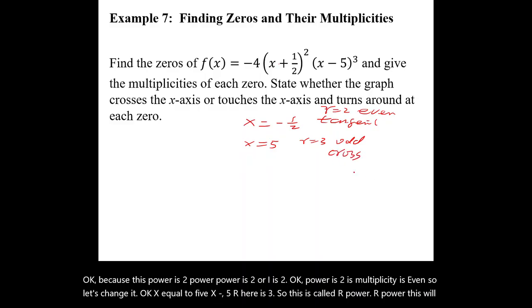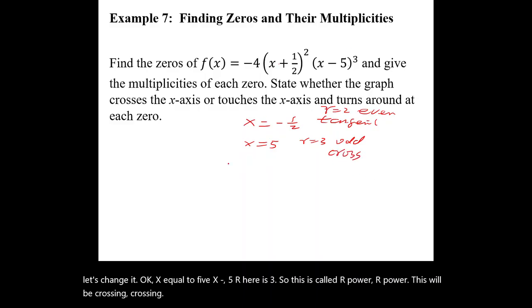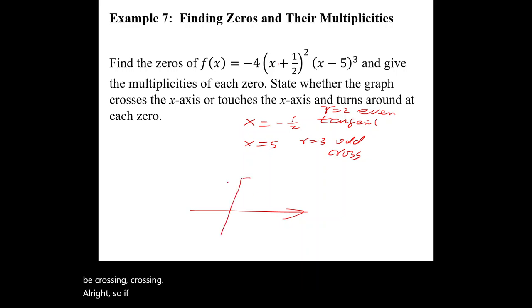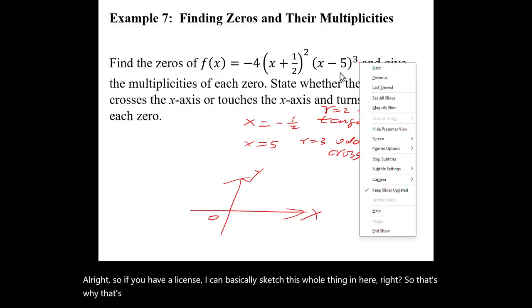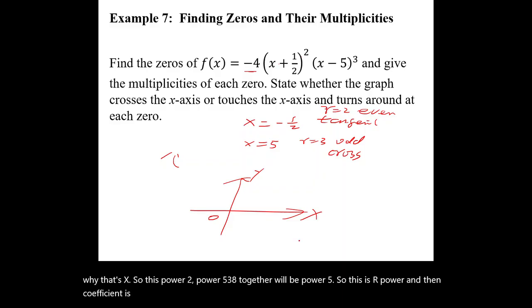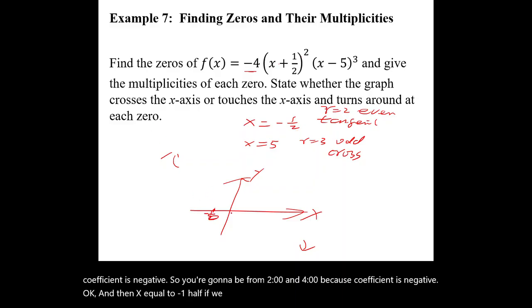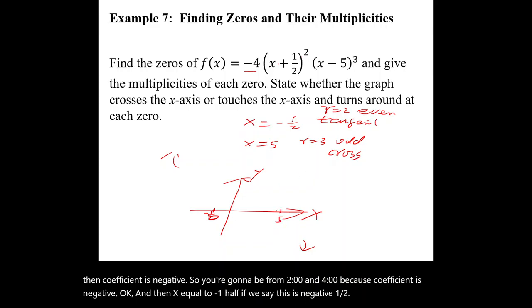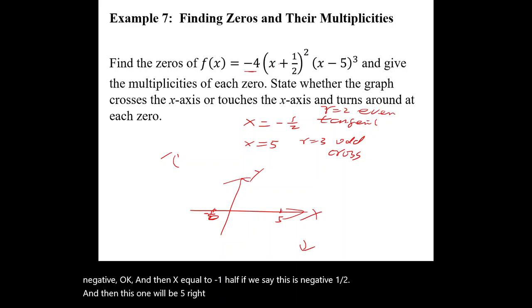All right, so if you have this one, I can basically sketch this whole thing in here, right? So that's y, that's x. This power 2 and power 3 added together will be power 5. So this is odd power. And then the coefficient is negative. So you're gonna be from quadrant 2 to 4 because the coefficient is negative. And then x equal to -1/2. If we say this is -1/2, and then this one will be 5, right? At 5 it will be crossing, this will be tangent, at -1/2.